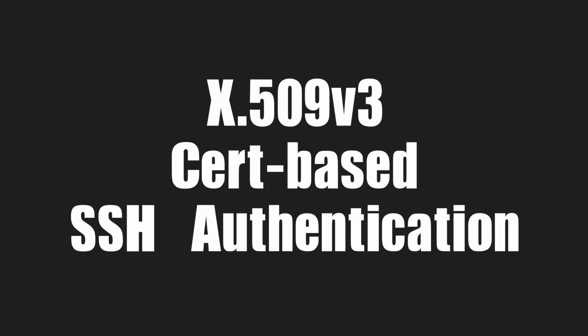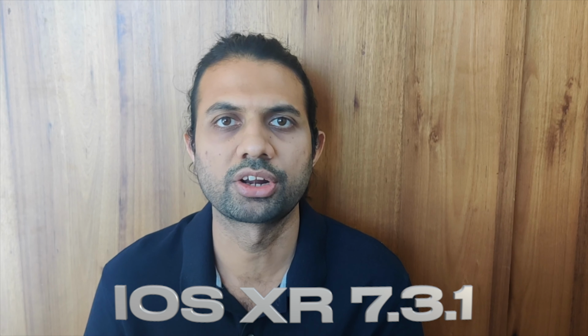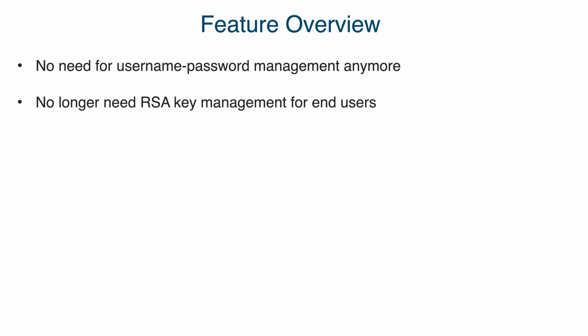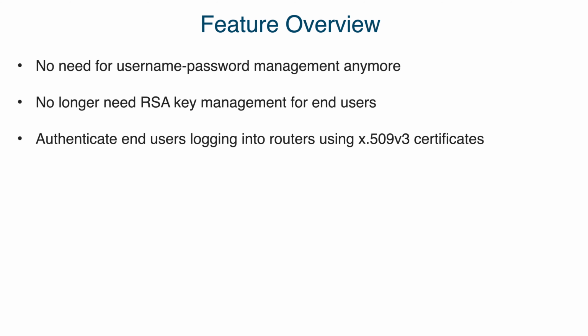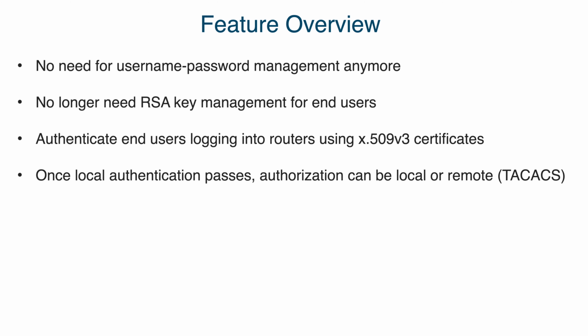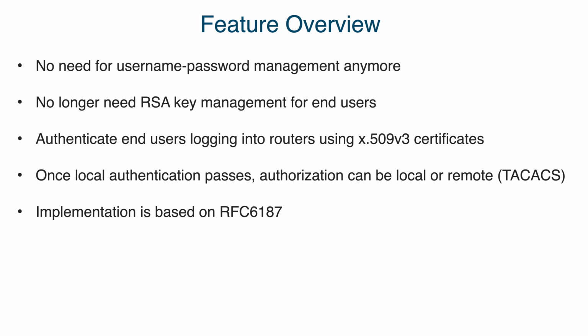X509v3 certificate-based SSH authentication feature. This is being introduced in our IOS XR 7.3.1 release. As most of you might already be aware, Cisco's IOS XR routers already support authentication with username and password or RSA tokens. With this feature introduction, you no longer have to do username and password management or token management. Instead, end users can just present their X509v3 certificates for authentication. For authorization, you could either use local or a remote TACACS server as well. The entire implementation is RFC 6187 compliant.